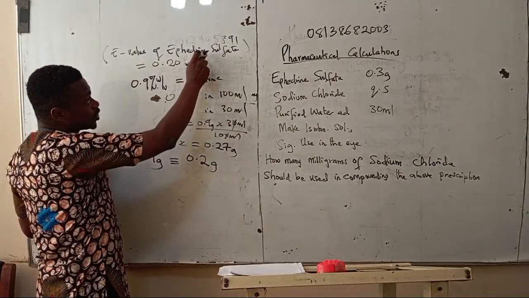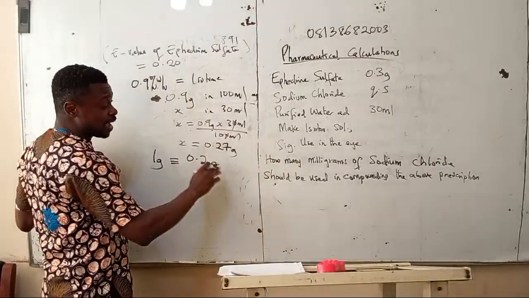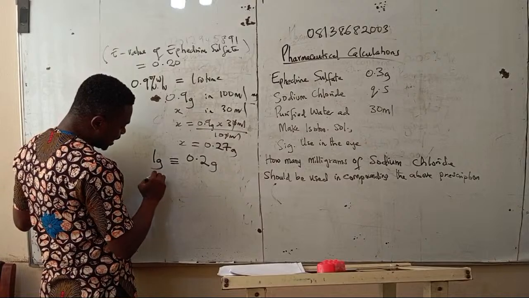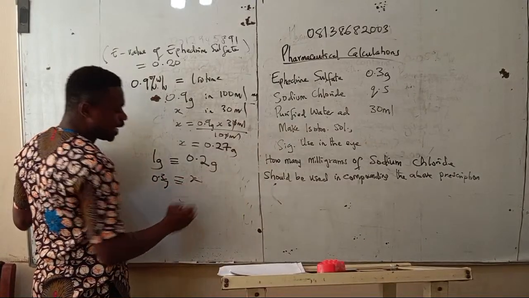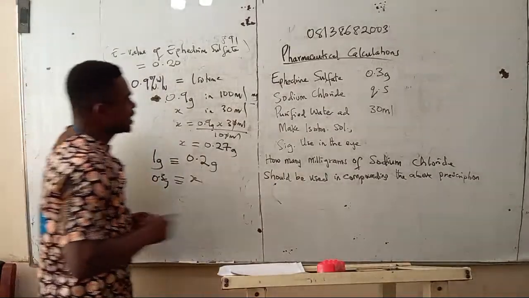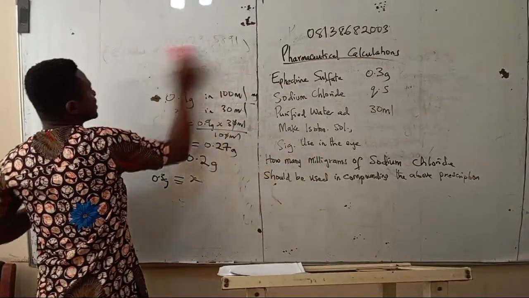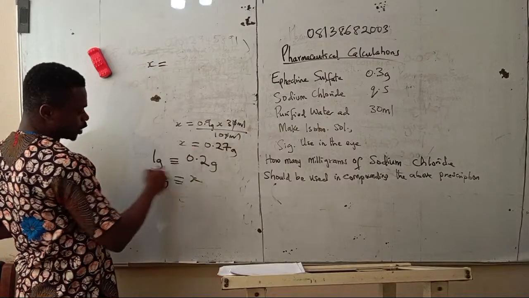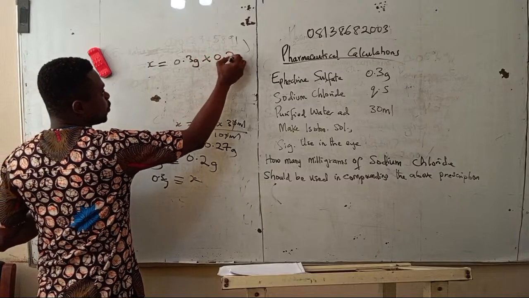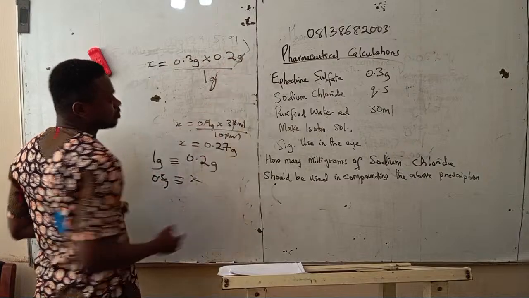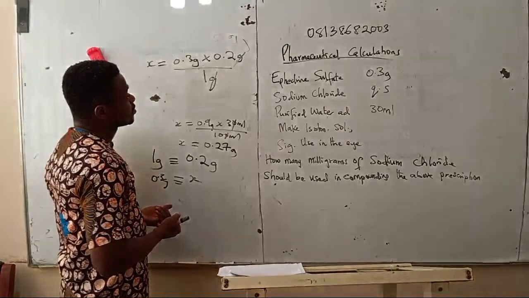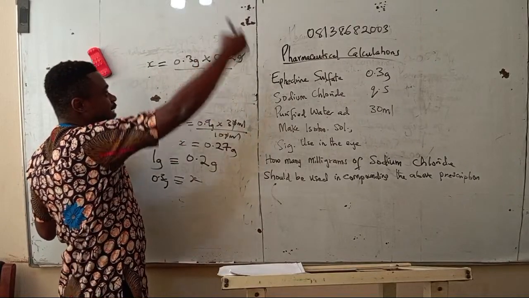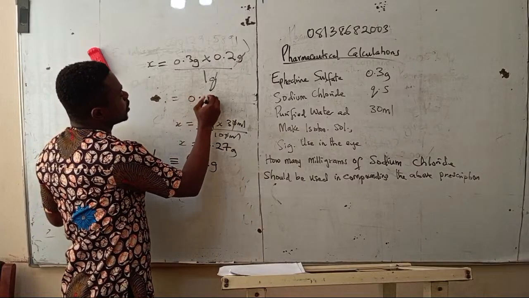So, if 1 gram of ephedrine sulfate is equivalent to 0.2 gram of sodium chloride, remember both of them are in this starting mix, so they have the same volume. So that means we now calculate how many grams of sodium chloride 0.3 gram of ephedrine sulfate will be equivalent to. Let's find this X. So X is now equal to, we cross multiply, 0.3 gram times 0.2 gram, all over 1 gram. 1 gram will cancel gram. 0.3 times 0.2: 2 times 0.3 is 0.6. So 0.2 times 0.3 is 0.06 gram.